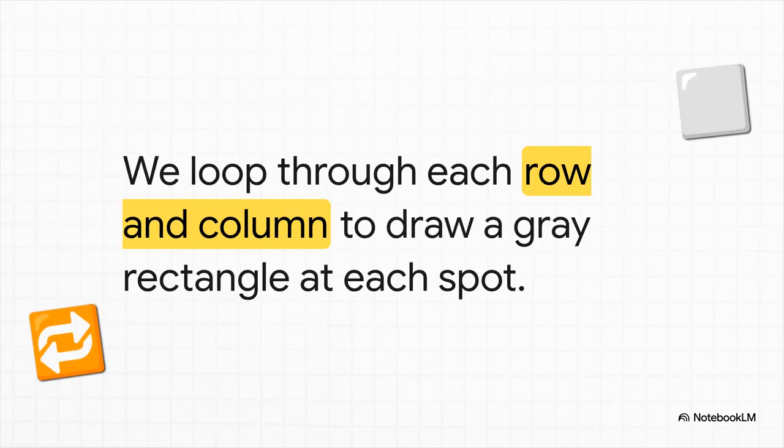Okay, so to actually get that grid on the screen, we're going to use a super common programming pattern, a nested loop. Basically, you have an outer loop that goes through each row, and then an inner loop that goes through each column inside that row. And at every single spot, we just tell the program, draw a gray rectangle right here.